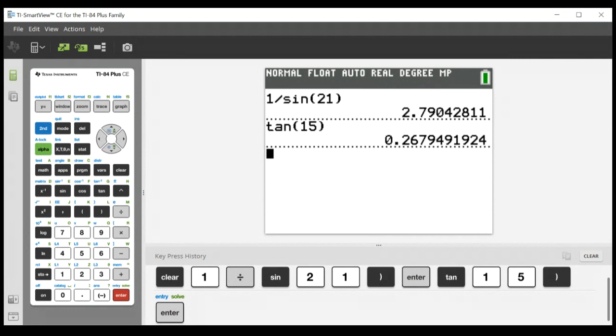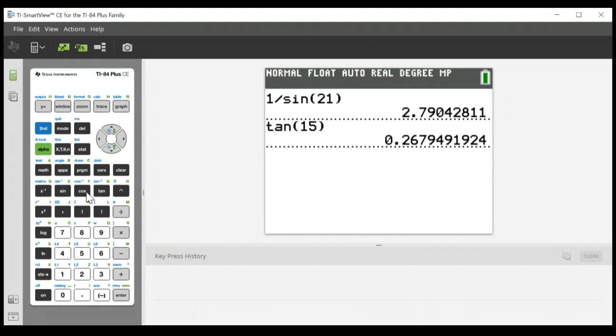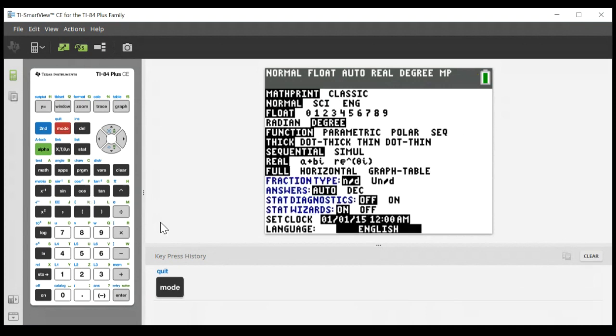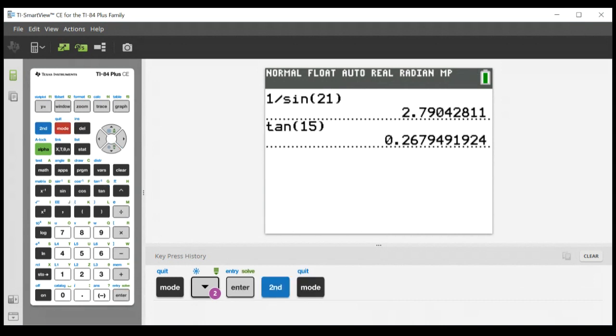Now, if you want to calculate this using radians, we're going to have to go back and change our mode from degrees to radians. So let's go back to our mode button. I'm going to come down, make sure radians is highlighted, hit enter, and then quit out of that.